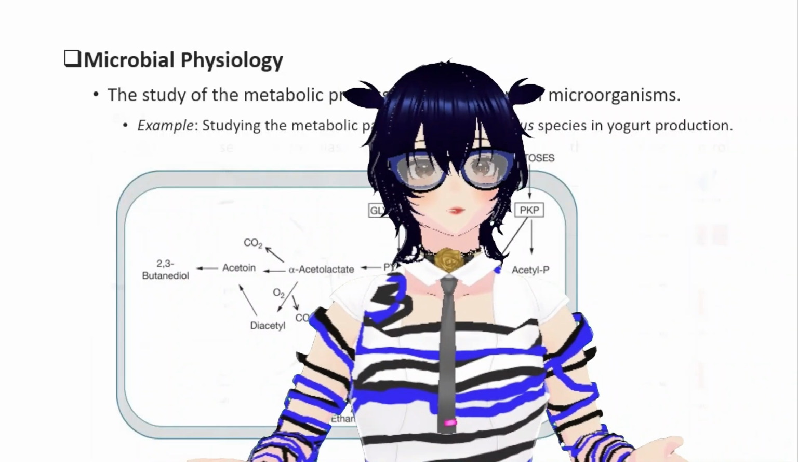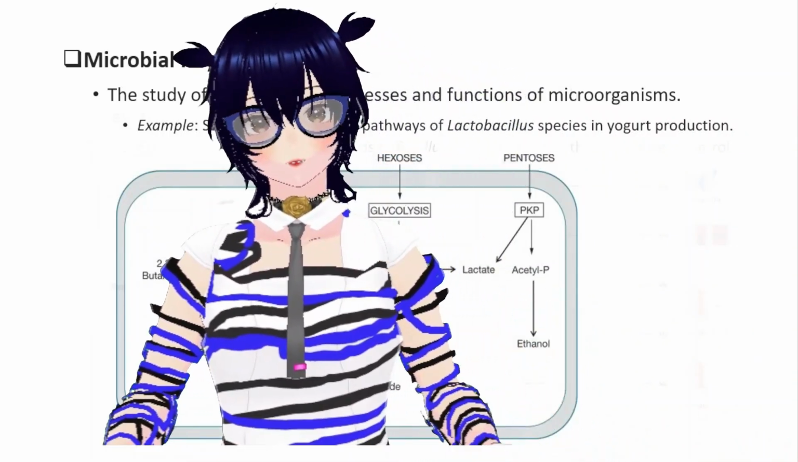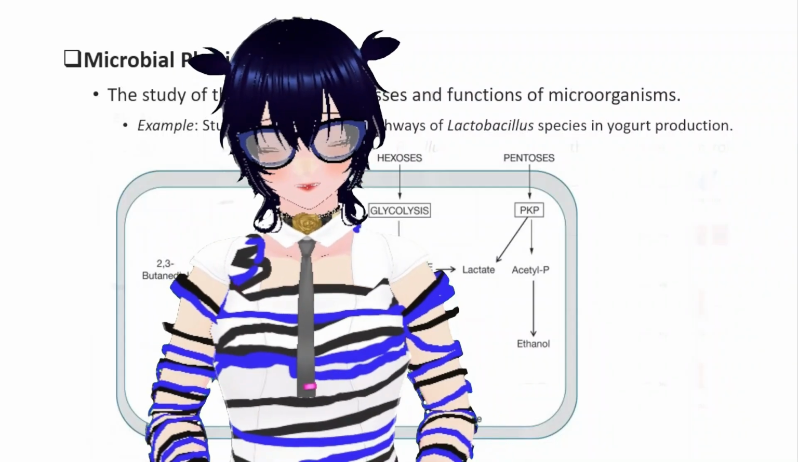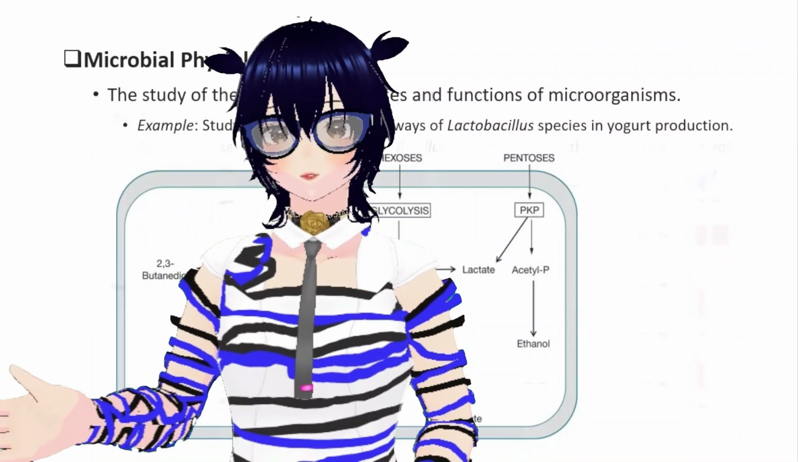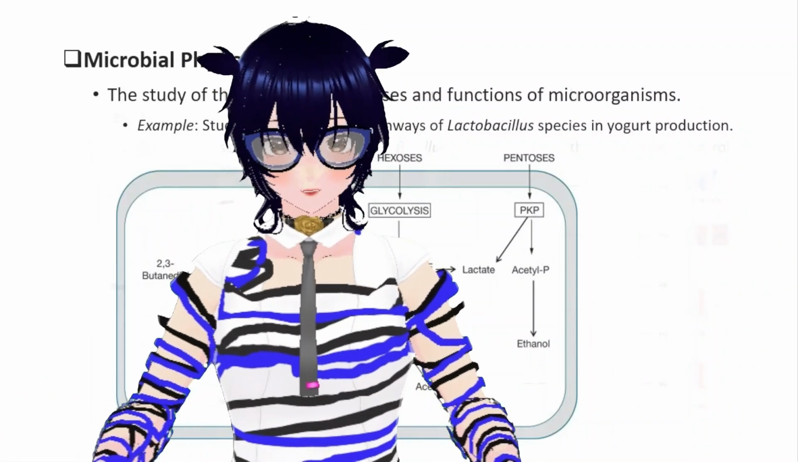So let's study the metabolic pathway of Lactobacillus species. I mentioned the bacteria that spoil milk and turn it into yogurt.